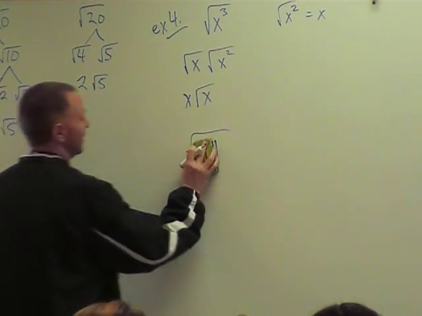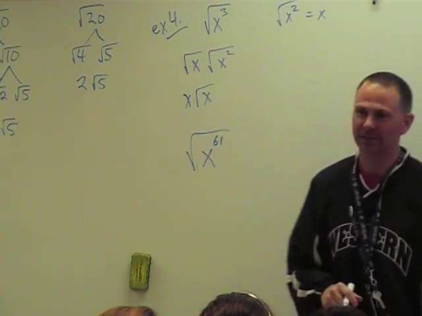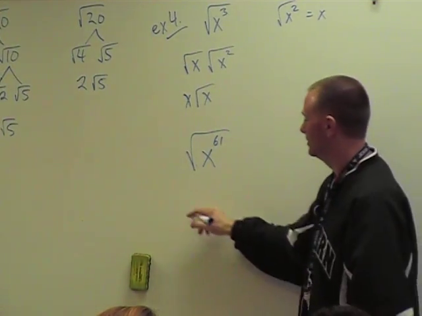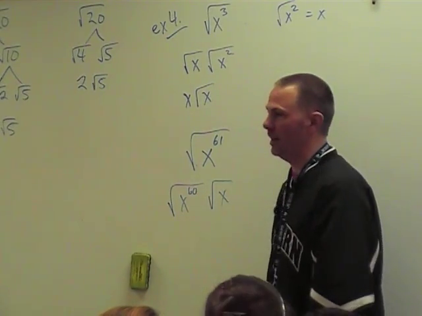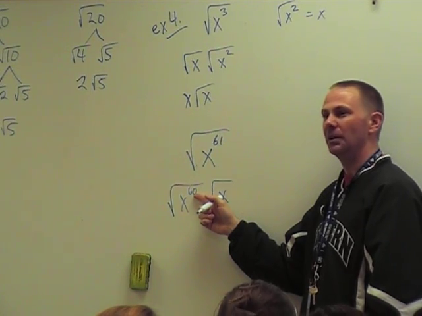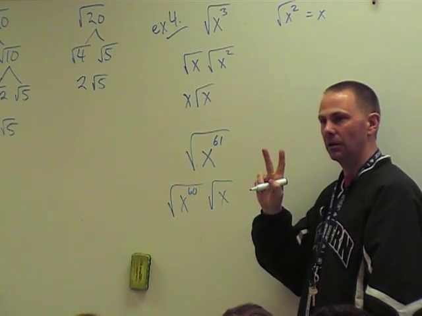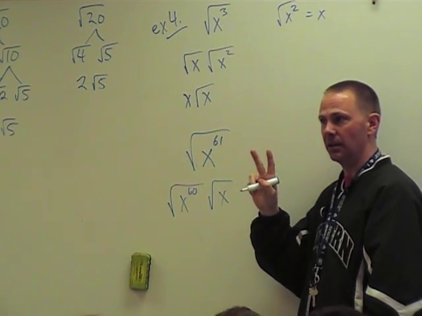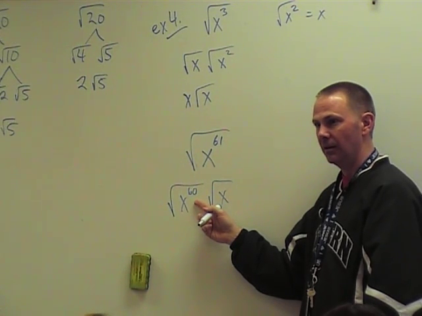Square root of x to the 61st power. What would you do? I would just take one x to the side to make this even, because when you take the square root of a variable, you're adding the exponents. Two bases multiplied together, you add the exponents. Can we just take out two x's and then it could be x to the 59? X times square root of x?